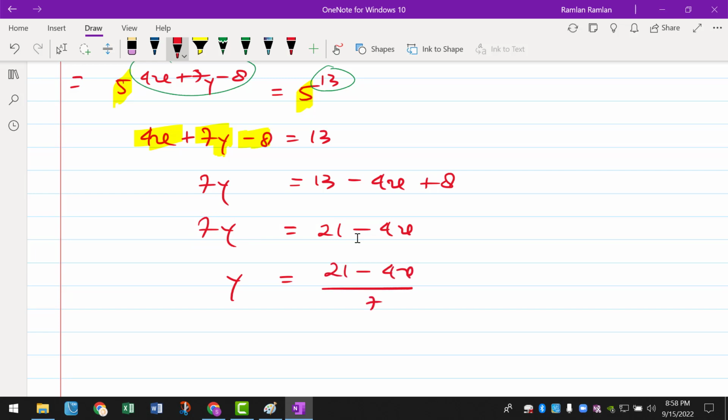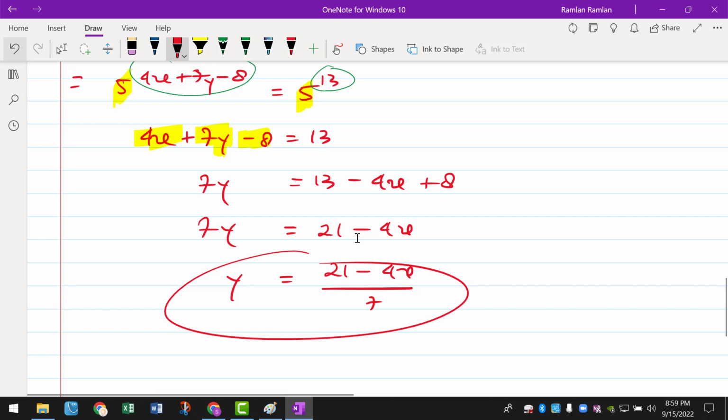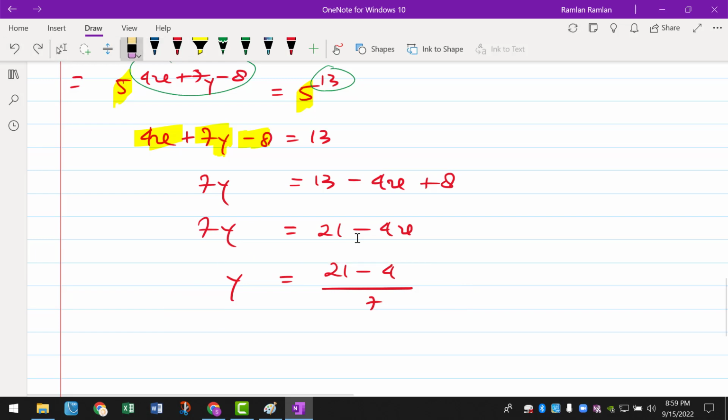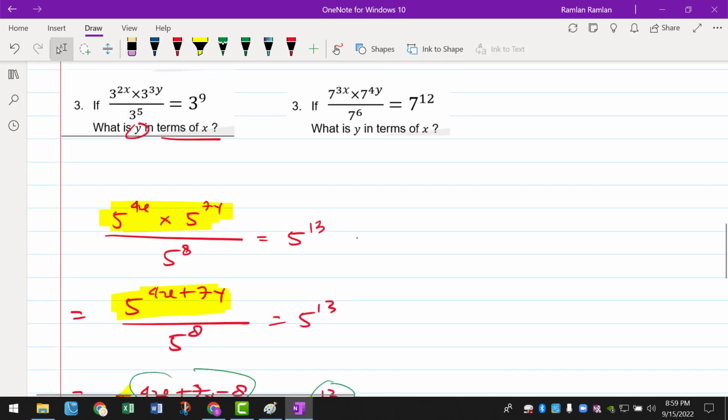Since we have the y alone on one side of the equal sign, this is going to be the final answer. So now I would like you to try these 2 questions.